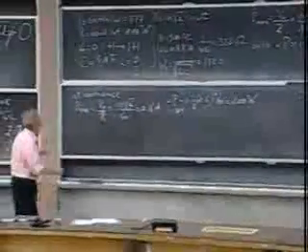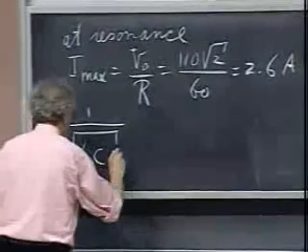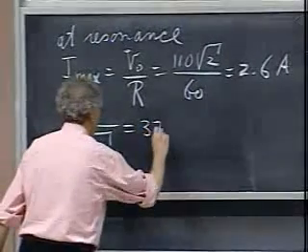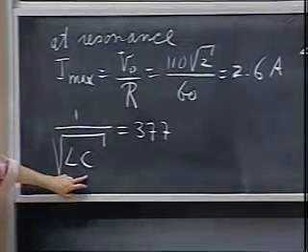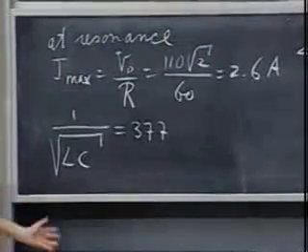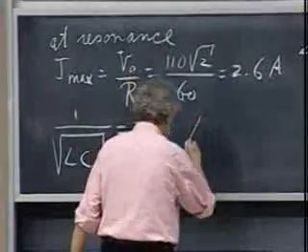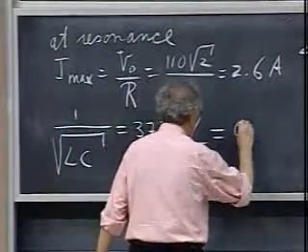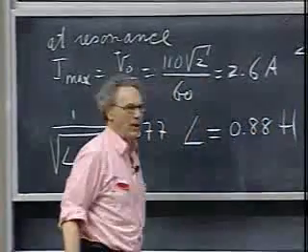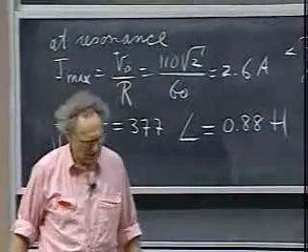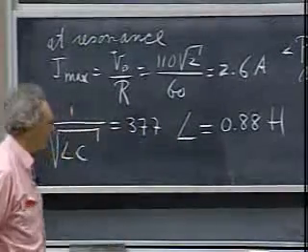Well, that's very easy, because we know that 1 over the square root of LC, we want to make that 377. That's our driver. But we know that C is 8 microfarads. That's a given. We're not going to change that. And so you can easily show now that if only we could make L 0.88 Henry, we should be back on resonance. Then we have 377 radians per second as our resonance.